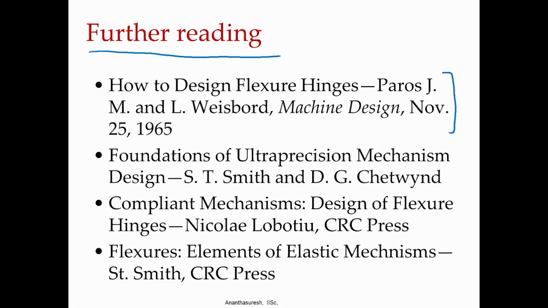This classic paper of Paros and Weisbord, I will strongly recommend to you to read, how these people used just simple integration of the beam equation with variable cross section and gave formulae that are still used. From 1965 to now, 2016, people still use them. And this book by Smith and Chetwynd is also quite interesting, because they talk about a lot of precision mechanism applications and focus on the design with all these simple formulae. How do you design, how do you arrange these elements? Some of them are inspired by rigid body linkages, but you can design compliant mechanisms very effectively for small range of motion.